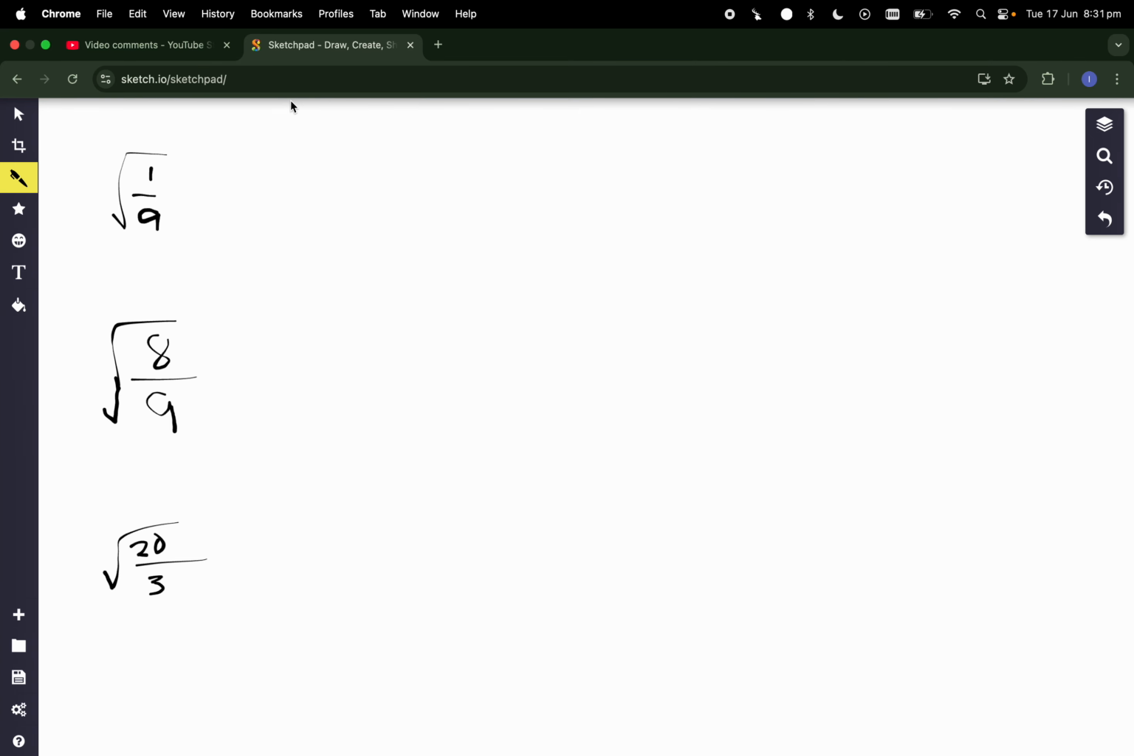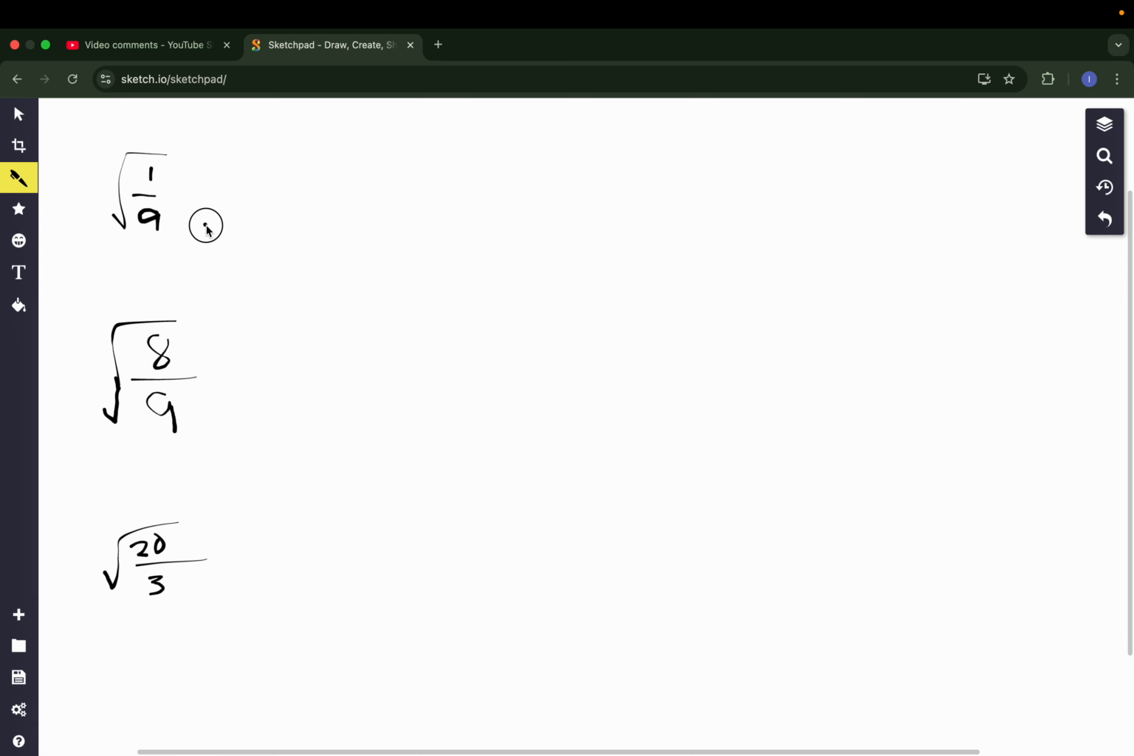We're just going to be simplifying these surds. They're in fraction form. So when we look at fractional surds, we know that the square root of a over b is equal to the square root of a over the square root of b, because it's just the same thing but together.